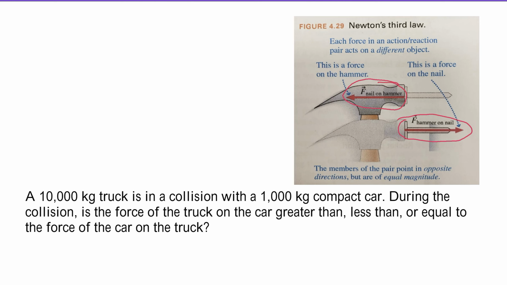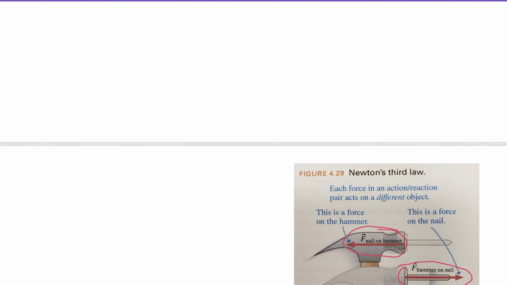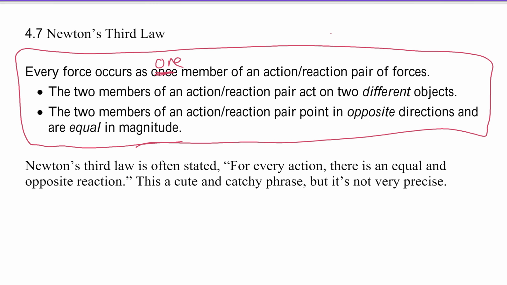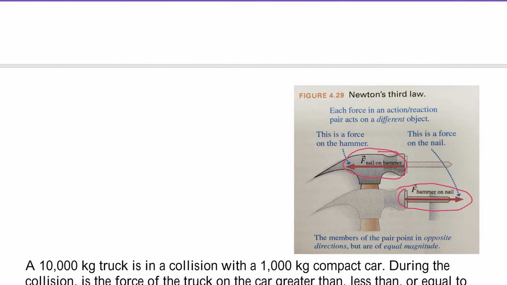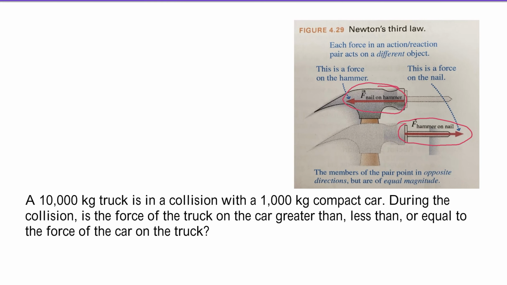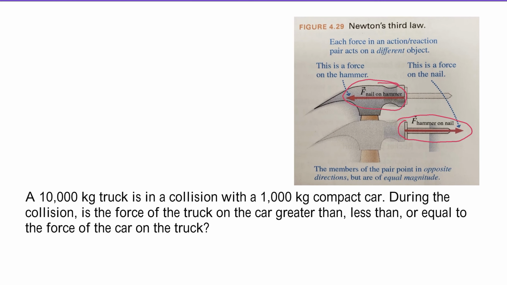They are an equal pair of forces, okay? It's an action-reaction pair. Because there is a force in one direction, there's a force in the other direction. So they are equal? Well, let's go back to what Newton's third law says. The two members of the action-reaction pair act on two different objects. So we have the hammer and we have the nail, right? The two members of an action-reaction pair point in opposite directions and are equal in magnitude. But then how come the nail is getting driven into wood? How come the nail is getting driven into the wood will be something that we talk about.